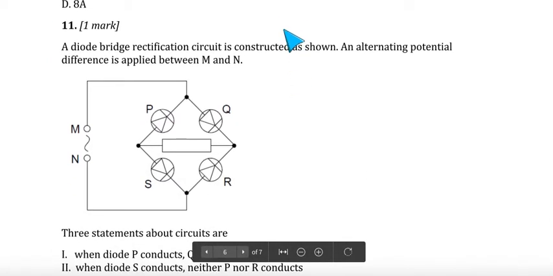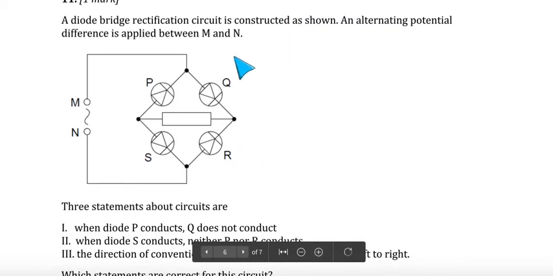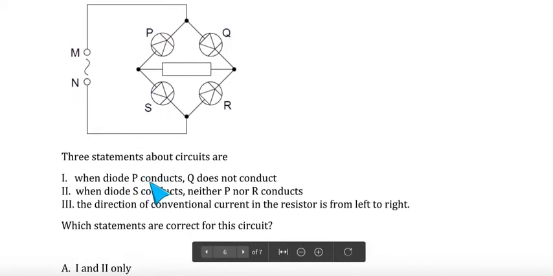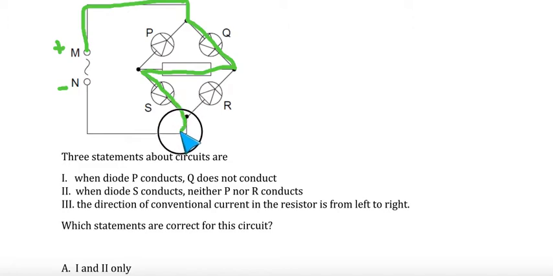Okay, number 11 and 12 are about diodes. So number 11, we have a diode bridge rectification circuit and alternating potential differences applied. So we're supposed to choose the correct statements among these options. So let's see what happens in this circuit. When M is the positive and N is the negative terminal, this is what we have. So current will have to go through Q, go towards the left, and come back down here, and then complete the circuit. So that is half of the time.